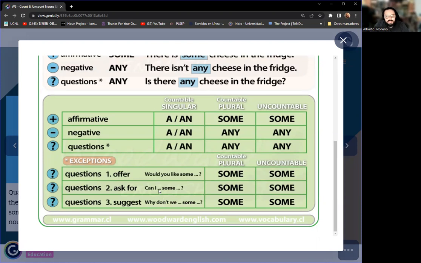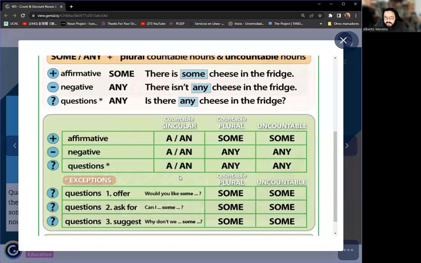Can I have some water? Estoy pidiendo, perdón, no estoy preguntando, estoy pidiendo algo. Can I have some water? ¿Me podrías dar un poco de agua? O algo de agua. ¿Ok? O cuando estamos haciendo una sugerencia: why don't we have some water? ¿Por qué no tomamos un poco de agua? ¿Ok? Estas ofertas, peticiones o sugerencias son la excepción a la regla.